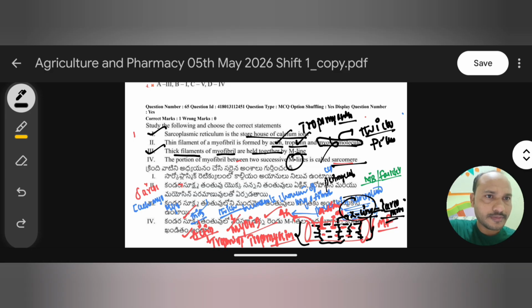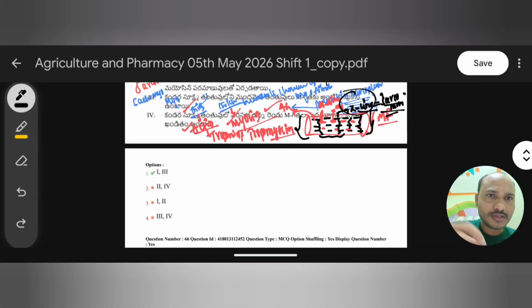So here the M line is not the only one; the Z line is a successive portion between myofibrils, known as a sarcomere. So this statement is wrong. So here the first and third statements are correct. First and third. See here, the first and third statements make the right statement.